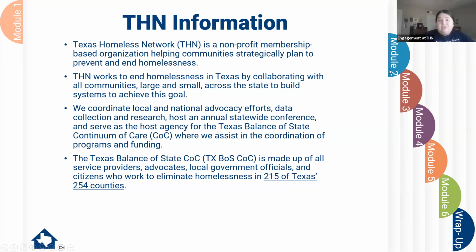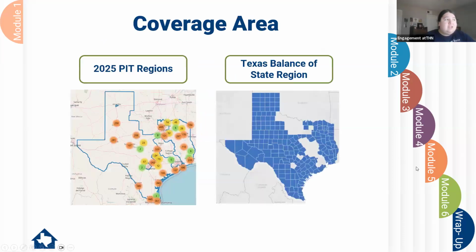This slide I'm not going to go into in super detail. It just talks a little bit about what Texas Homeless Network is and the Balance of State CoC, which is the geography that we cover in the point in time count. That's demonstrated in this next slide. You can see on the right the region that we cover in our point in time count. It is those 215 counties. Actually, it's 214 now because we don't have Lubbock in our continuum of care anymore. So it's 214 counties. And then on the left, you can see the actual areas that we covered in the most recent point in time count last year, highlighted by those orange, green, and yellow dots on our state.